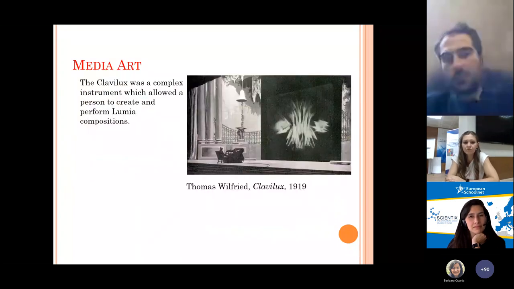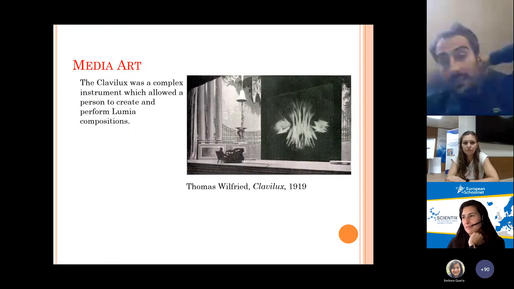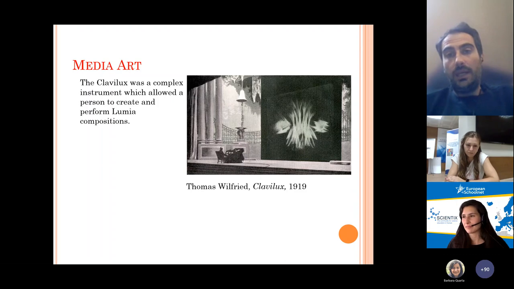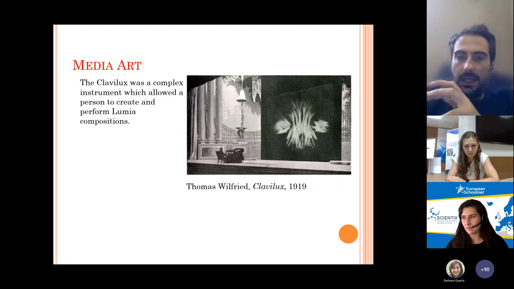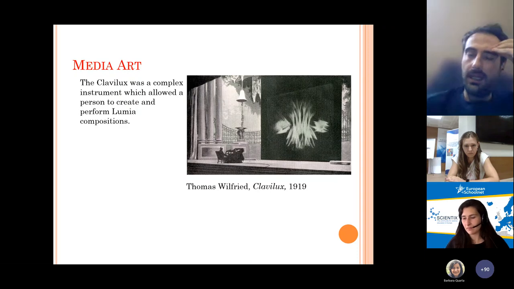Looking back in history, we can go to 1919, the Clavilux of Thomas Wilfred. Wilfred was in the USA at that time, and he had a lot of cinema experience, but the image of cinema is recorded. He wanted a new kind of real-time experience of images and sound. And then he created the Clavilux, this kind of piano that you can see in this picture. It had a projection, and through a mechanical system he was able to play and create new sounds and images in real time.